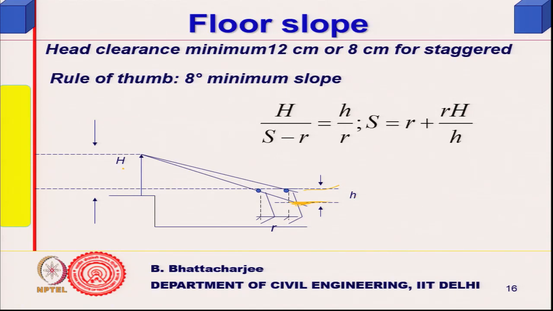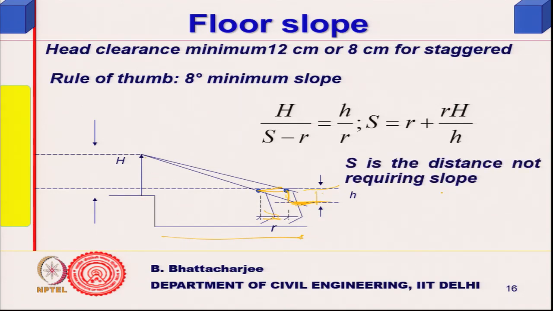So, this H, these are two similar triangles. This is R, this distance is the head clearance, and this is the spacing of the row. So, (H minus h) divided by S is this distance, so this h by R equals H by S, where S is the distance not requiring slope. If the head clearance is sufficient, I won't need the slope; otherwise I will need the slope. So, I want to find out the value of S up to which I do not need any slope, it can be flat.